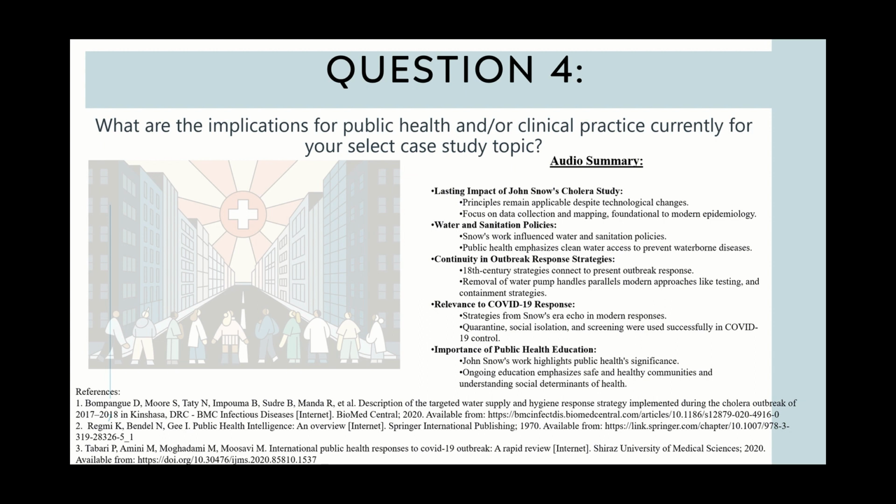For example, during the outbreak of COVID-19, strategies like quarantining, social isolation, and screening methods were successful strategies for controlling COVID-19, which represents the importance of strategies. John Snow's work also shows how important public health education is in the present time. People are educated, and education about public health is also going on to teach how to have a safe and healthy community, knowing social determinants of health, which is also an implication of public health and clinical practices.